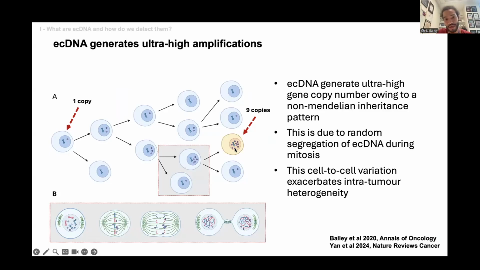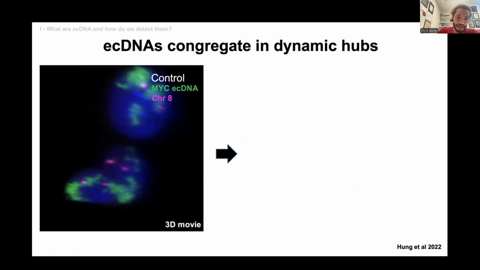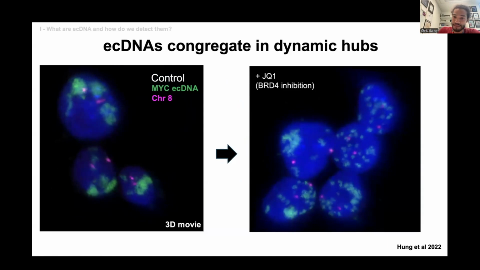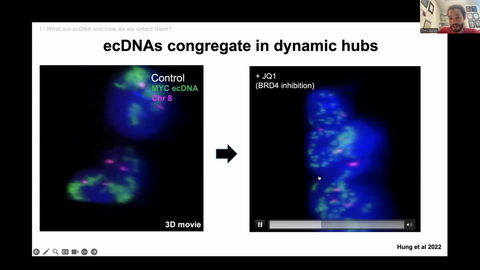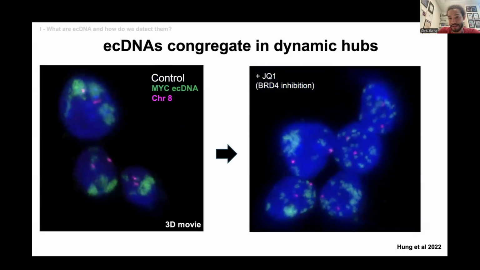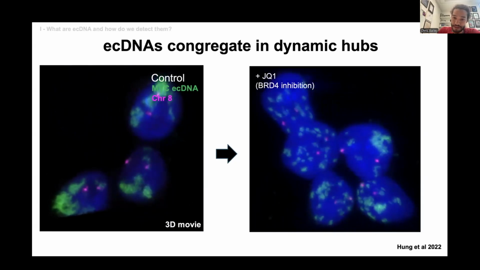Whereas normally, you would have the same number of genes intrachromosomally that are transferred within each successive cell division. So you would normally get 2 copies of the genes here instead of 9 copies. This cell-to-cell variation exacerbates intratumor heterogeneity and creates the fuel for which tumor evolution can occur. We know that ecDNA congregates in dynamic hubs, and this permits trans interaction and co-option of regulatory regions that boosts transcription. And in 2022, King Hung and colleagues showed that the application of JQ1, which is a BRD4 inhibitor, disperses these ecDNA hubs. That is one of many lines of inquiry around how we can target tumors that specifically contain ecDNA.